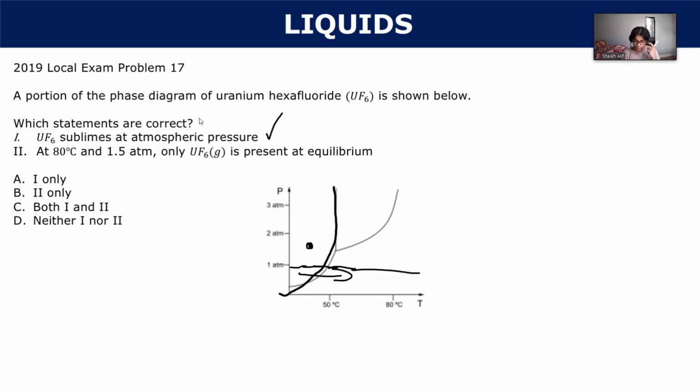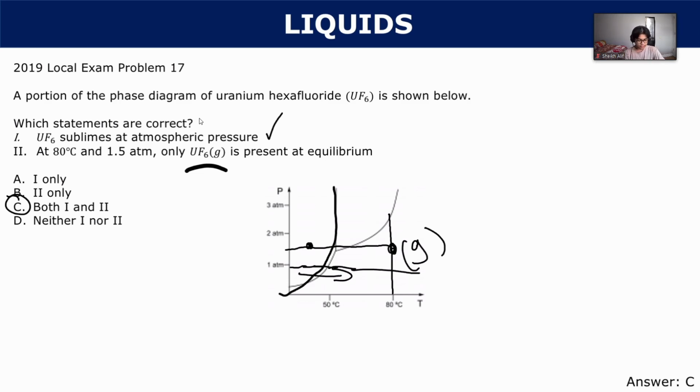We can sublime UF6. And let's look at the second one. At 80 degrees Celsius and 1.5 atmospheres, 80 degrees and 1.5, so that's going to be right here. And this portion is the gaseous portion. So UF6(g) is present at equilibrium. That is true. Only the gaseous form is going to be present at equilibrium, and therefore both 1 and 2 are correct. So the answer is C.